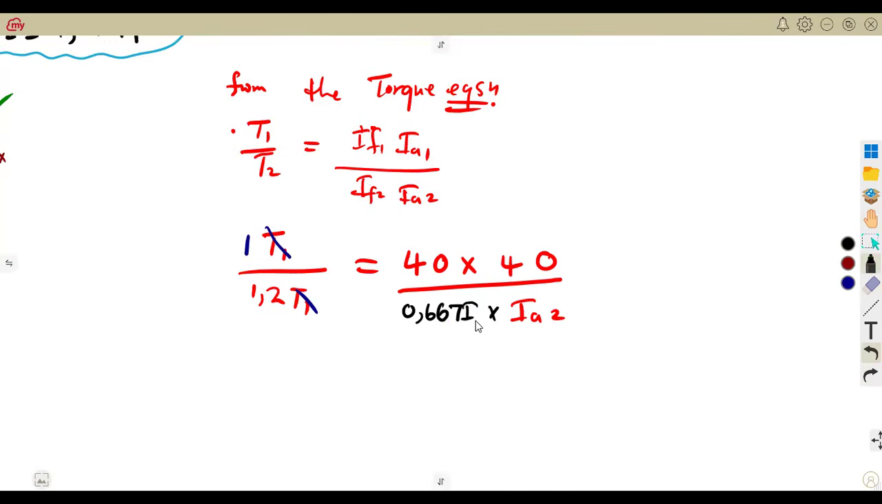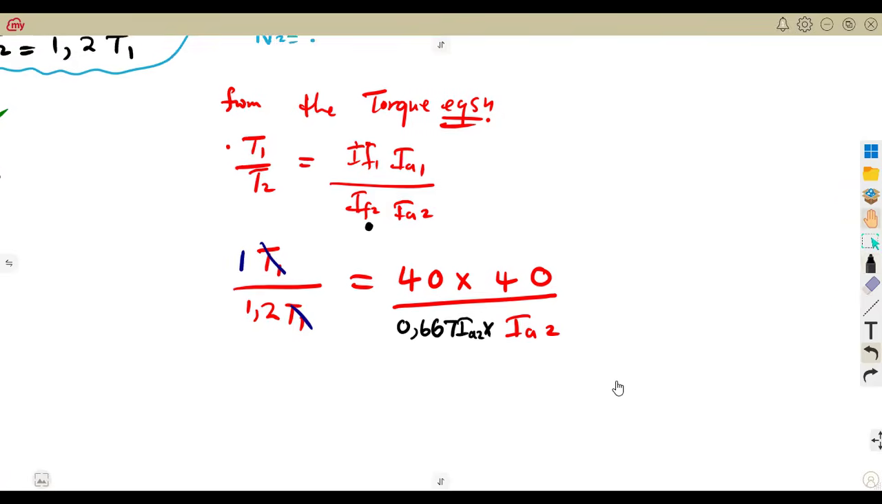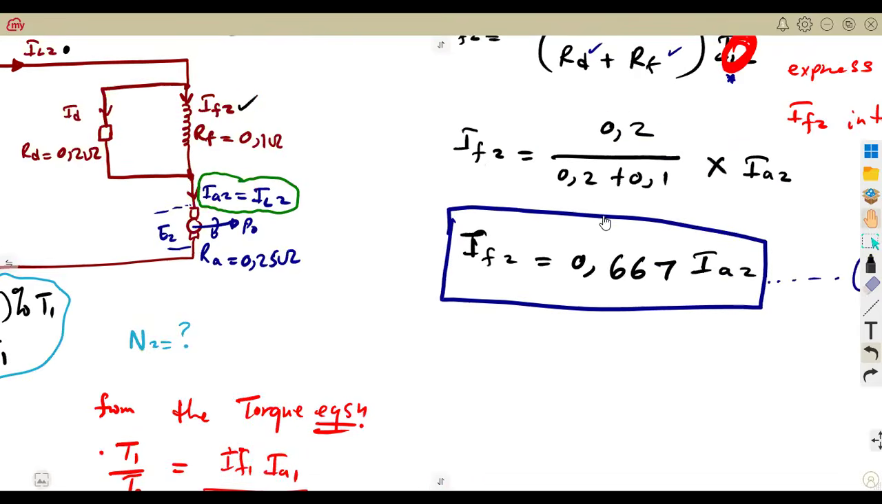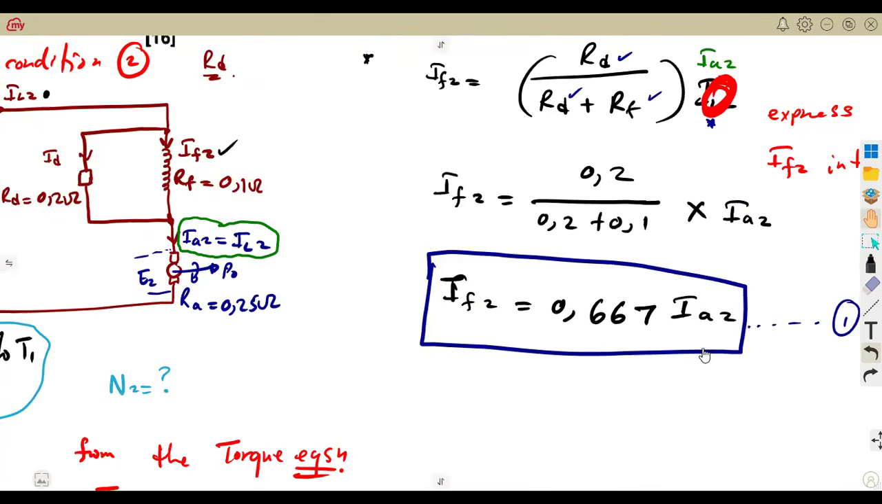0.667 of what? Armature current 2. This is something that we calculated in place of this. So you see, if you know these stages, you don't even need to write this. You just have to calculate, you know, your stages. If it is like this, I'm going to calculate my field in terms of the armature.